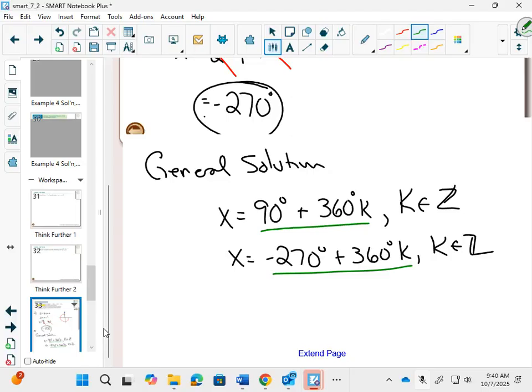Me personally, I like the 0 to 360 or 0 to 2 pi. I like thinking in the first time positive round because that is where we're normally thinking. So I like the 90-degree one better, right? You want to make my life miserable on the exam?